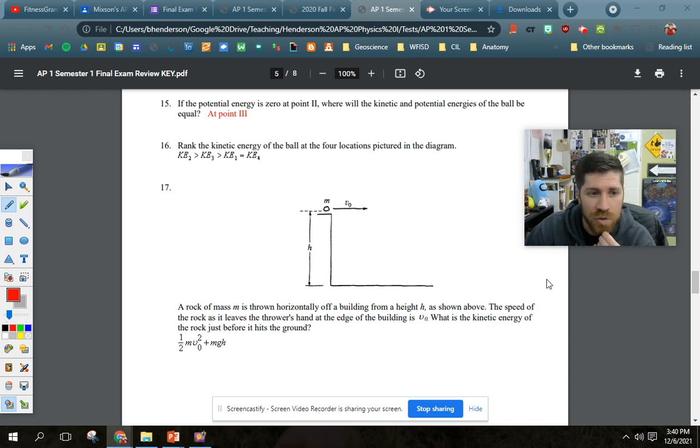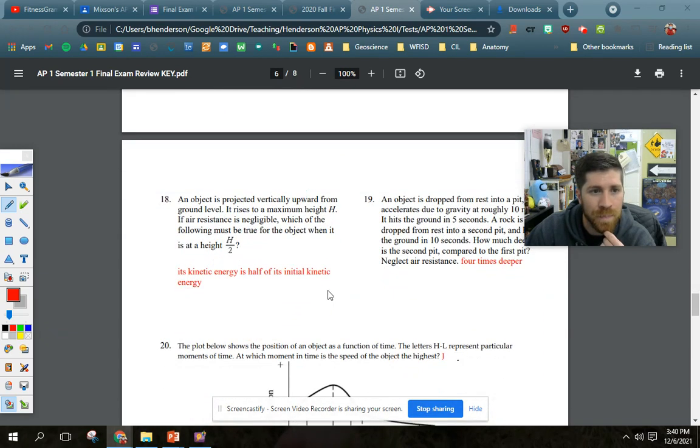17 is a projectile motion question. So you've got your kinematic formulas here. Might look slightly different than the ones you learned, but it's all the same difference. 1 half mv squared is how much initial kinetic energy it has, plus mgh is how much initial potential energy it has. So if I found the kinetic energy at the bottom, it would just be the sum of those two. So that's why I'm adding those together.